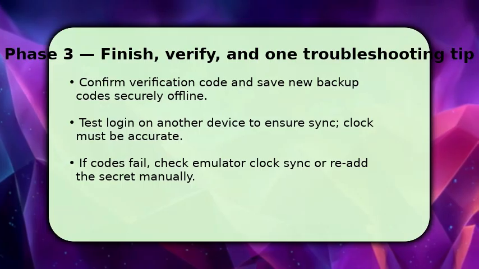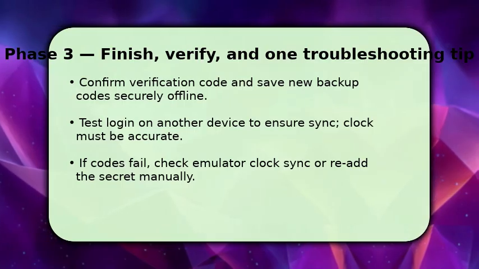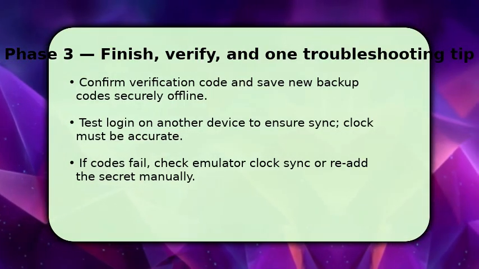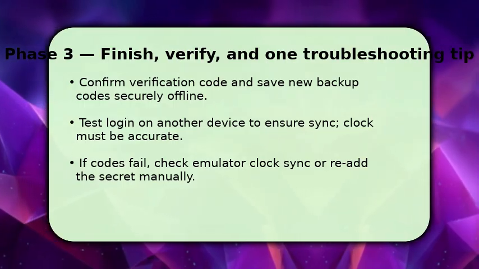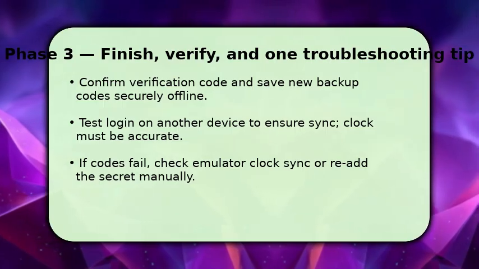If something goes wrong, make sure the emulator's system clock is accurate. Time drift breaks TOTP. If codes still fail, remove and re-add the account using manual secret entry, because scanning can misread. Finally, keep a recovery method ready so you won't be locked out if the emulator is removed.